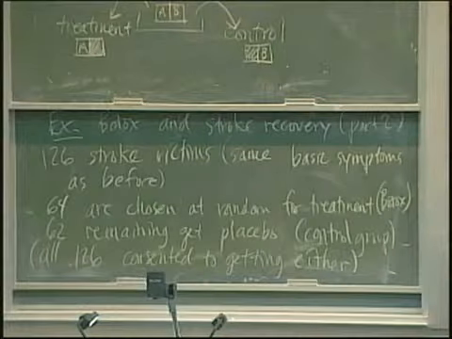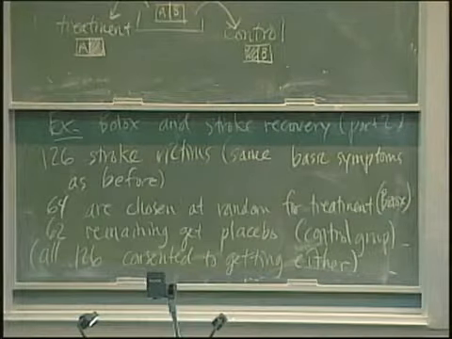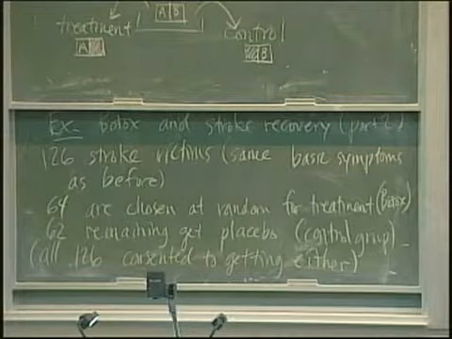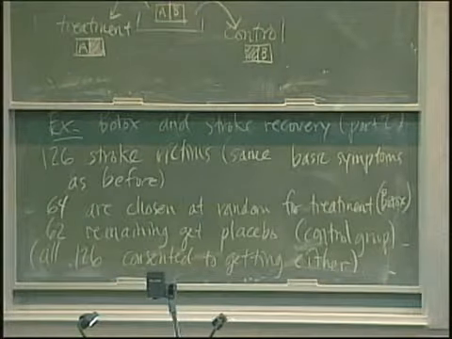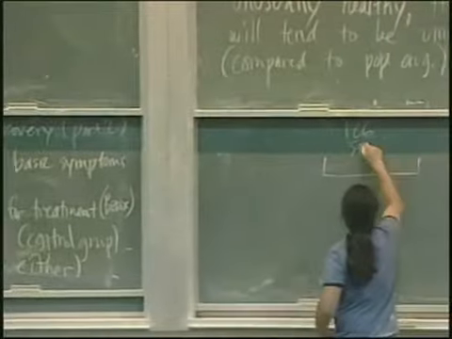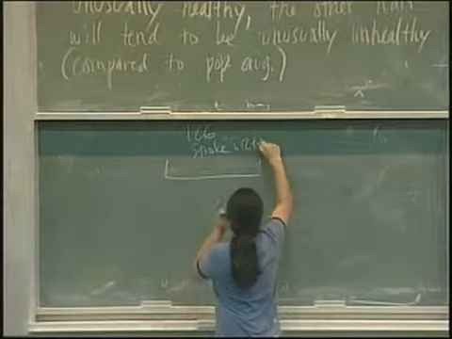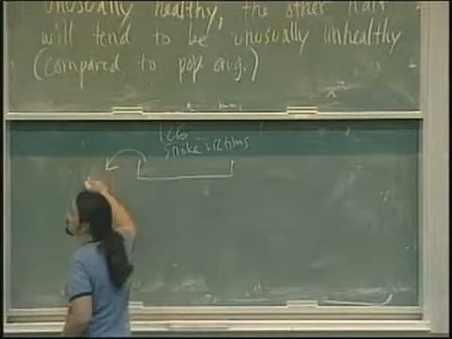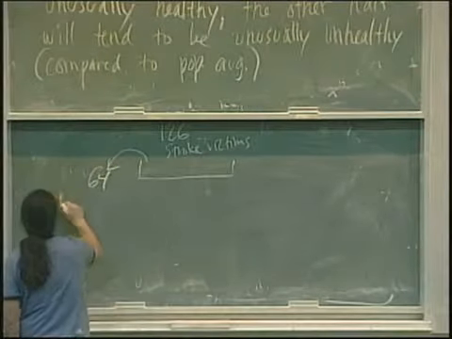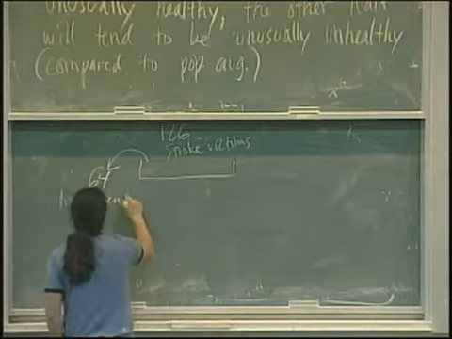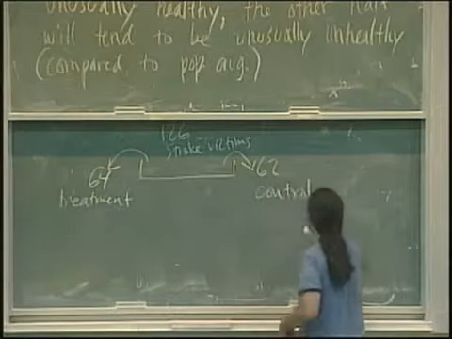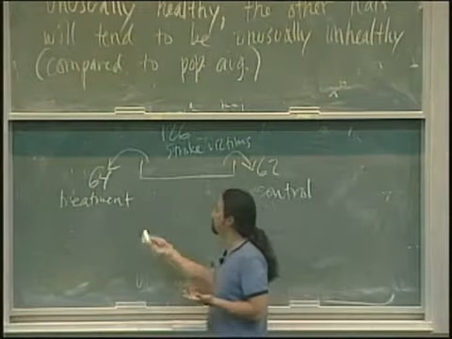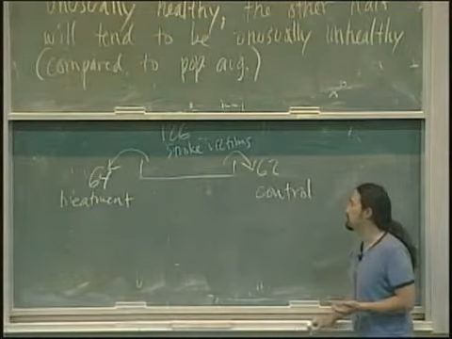Okay, so then let me draw the box model, and then I'll give you the actual raw data. So we have some population of 126 stroke victims. We have 64 over here for the treatment group, and 62 over here for the control group. And I'll just mention quickly, ordinarily they try to roughly divide them in half.